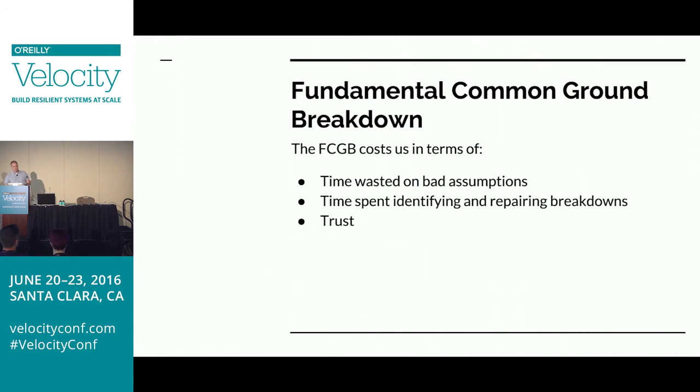The fundamental common ground breakdown happens all the time, and it's super expensive. It costs us in the time that we waste on bad assumptions that we end up being wrong about. It costs us in the time we spend repairing breakdowns after they happen, getting rid of all the keys from the repo, for example. And it costs us in trust. We can no longer have confidence that the words we're saying to our coworkers will be understood in the way they were intended. It makes us more cautious about things. It makes it harder to communicate. So we want to try to avoid this as much as we can.